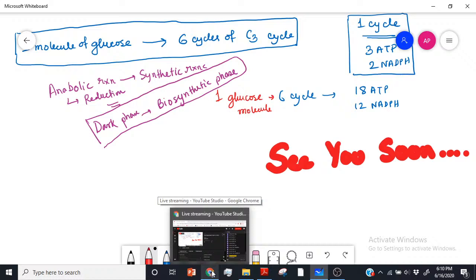C4 cycle you don't have in your syllabus. Just remember that the first stable product of the C4 cycle is oxaloacetic acid. That's it, nothing more than that. There are certain plants who have the C4 cycle, and for the C4 cycle the first stable product is oxaloacetic acid. I discussed that in the previous class in the introduction of the dark reaction, right?